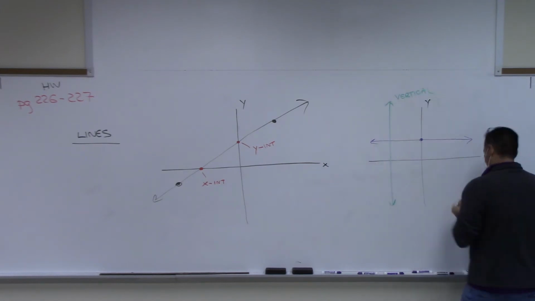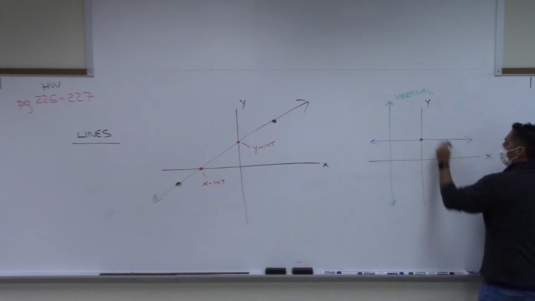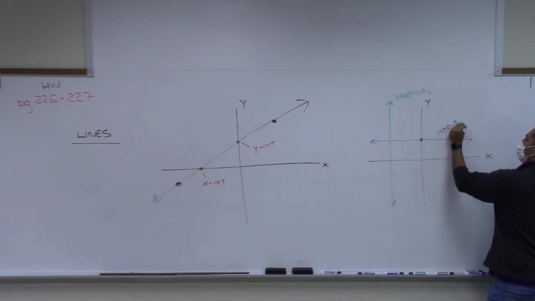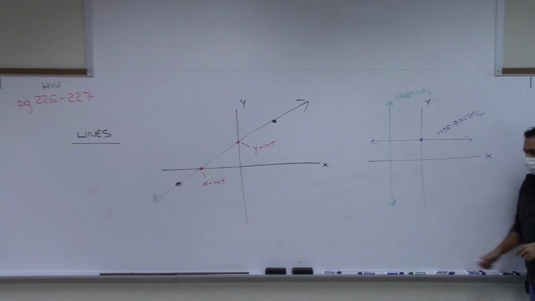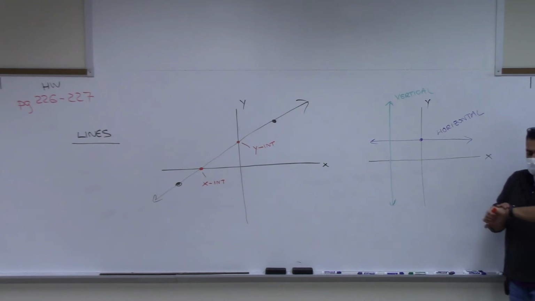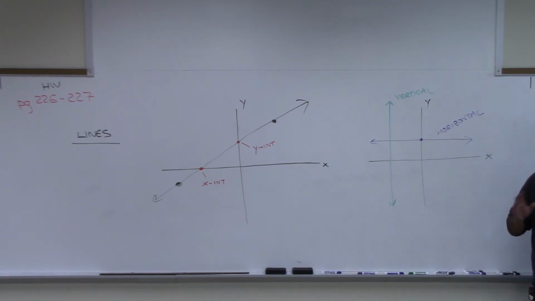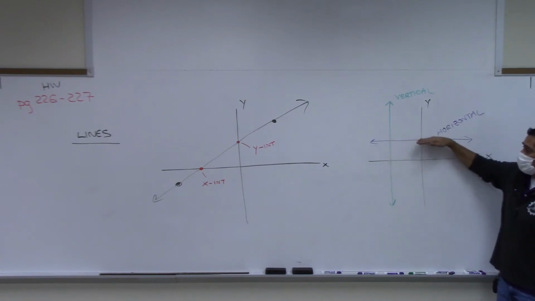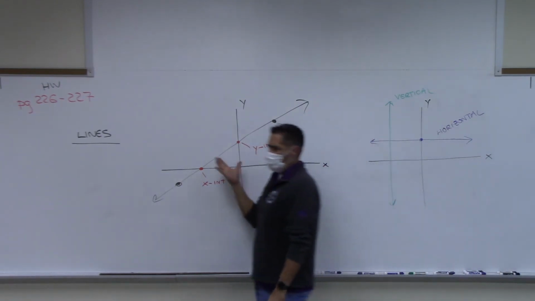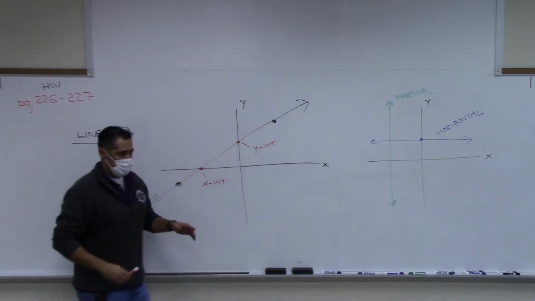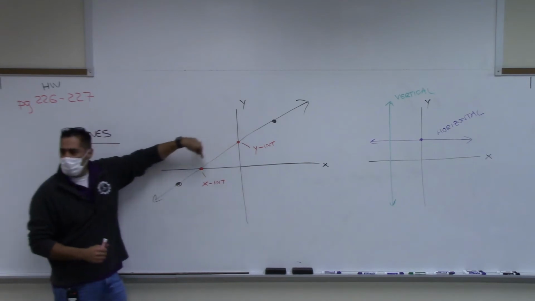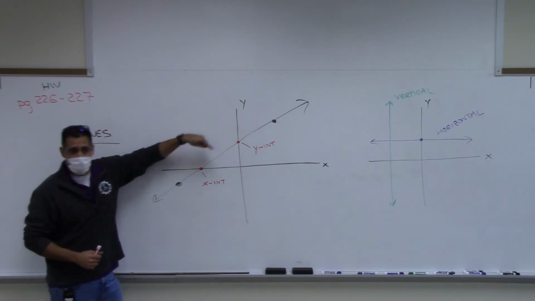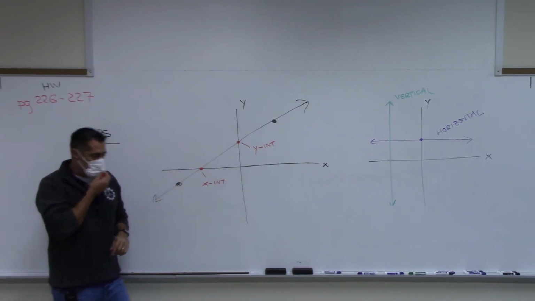Vertical. Horizontal. You can remember horizontal, horizon. Horizontal line. Okay? So when it comes to lines, you have really three possibilities. You are either vertical, horizontal, or something like this, right? So if you're not vertical and you're not horizontal, then you must hit both. Do you understand that? You must hit both if you're not vertical or horizontal.